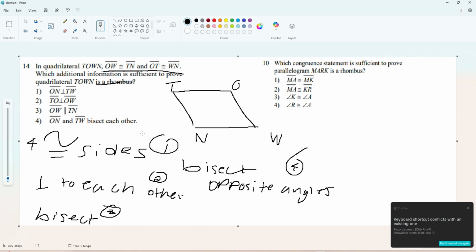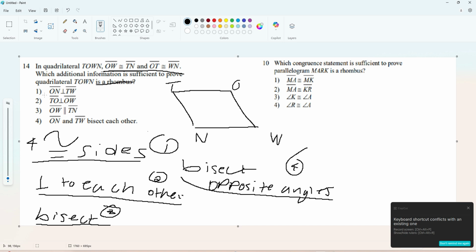Now, we are dealing with quadrilateral TOWN, whether it is a rhombus or not, and we're finding sufficient evidence that proves that it is. So here I've written down the things that prove that it's a rhombus. A rhombus has 4 congruent sides. Their diagonals are perpendicular to each other. They also bisect each other. And they bisect opposite angles. Alright, now let's look at answer choice 1. ON is a diagonal. It's perpendicular to TW. Now, look at our rhombus rules here. Does it fit any of it? Yes, it fits number 2, meaning that answer choice 1 is correct.